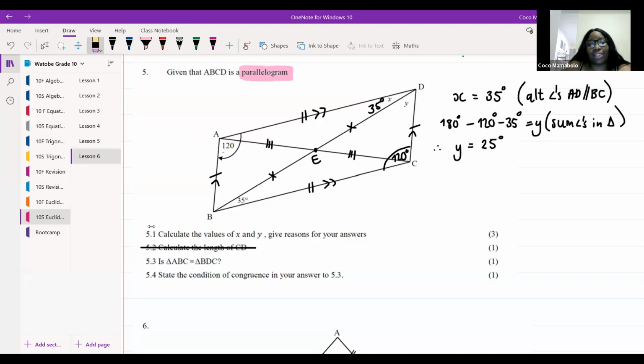The next question says, is triangle ABC congruent to triangle BDC? And if you've learned anything from Teacher Coco, it is that we need to map it out. Nothando, what do you think? Yes, ma'am. We need to first map out the triangles we're going to use so we don't get confused.